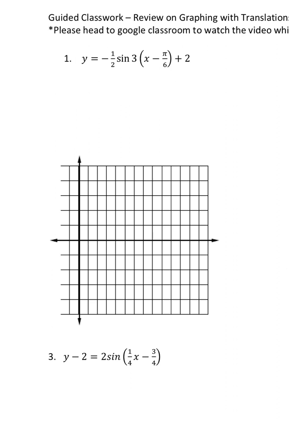All right, so here we are with number 1. First thing I'm going to state is the amplitude. Remember, the amplitude is the absolute value of A, so that is just going to be 1/2. So your graph is going to go up 1/2 and down 1/2 from our baseline. And then we're going to take our B value, and that's going to help us to find our period length. That was called our frequency. So our period length is going to be 2 pi divided by that B value.